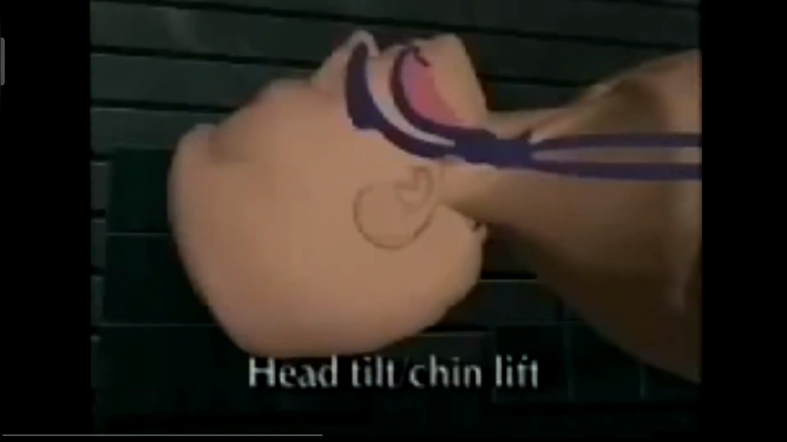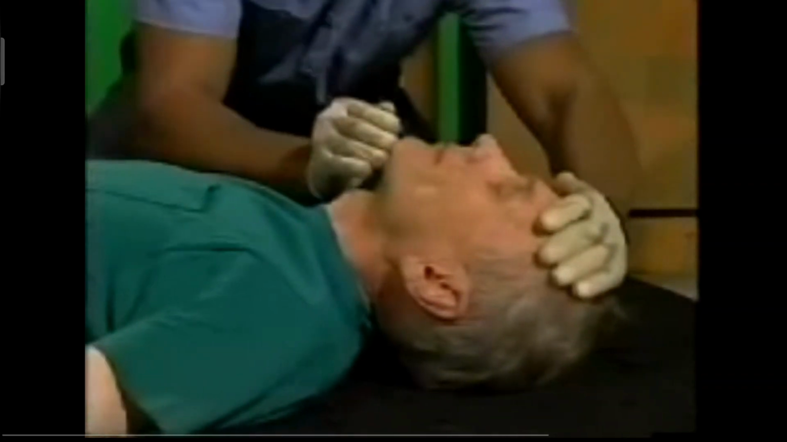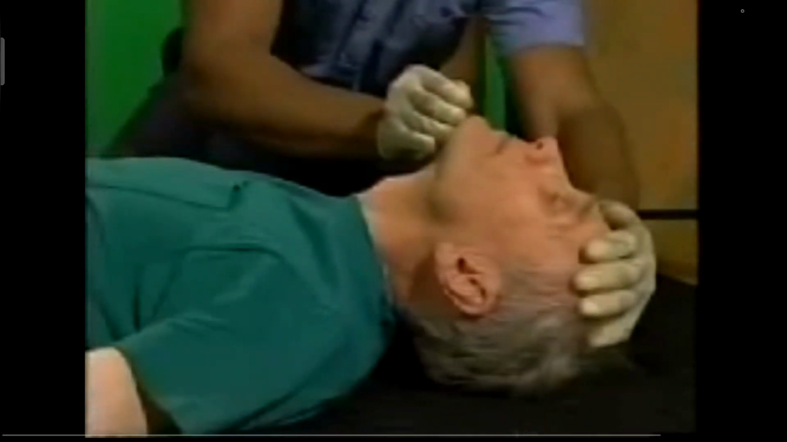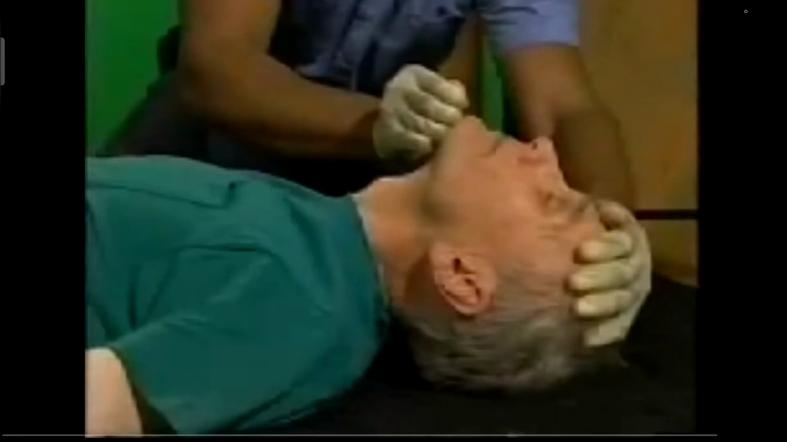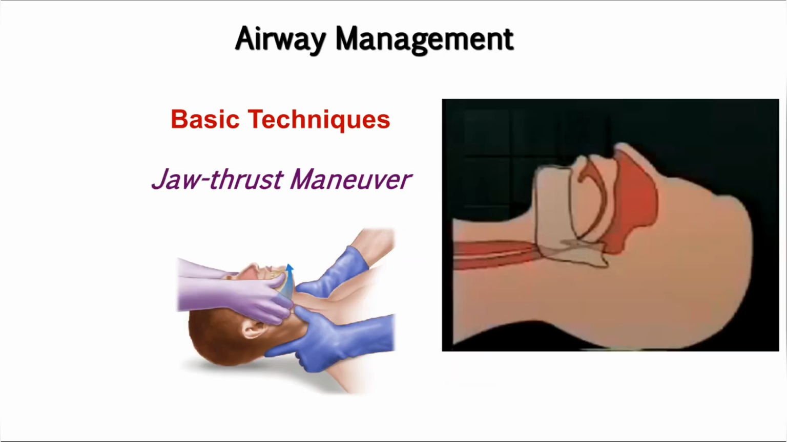Position the patient by supporting the head and neck and placing the patient on his or her back. To open the airway, place one hand on the forehead and place the fingers of the other hand under the point of the chin. Push down on the forehead and lift up and forward. So this was for the chin lift.